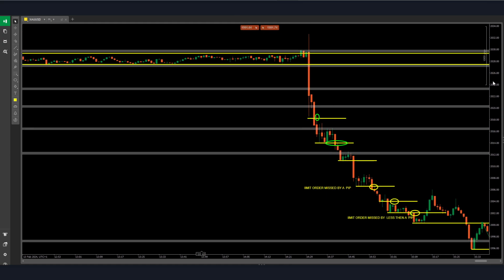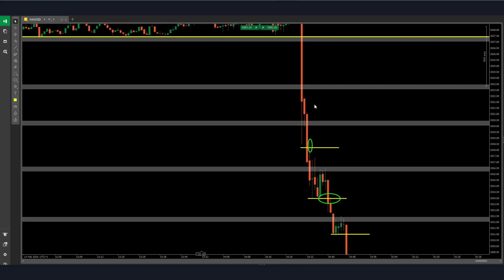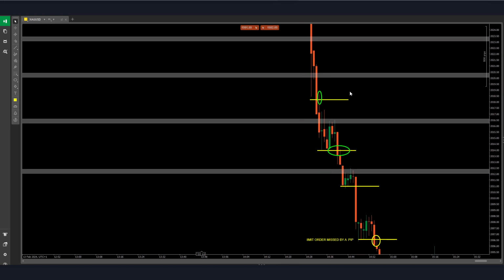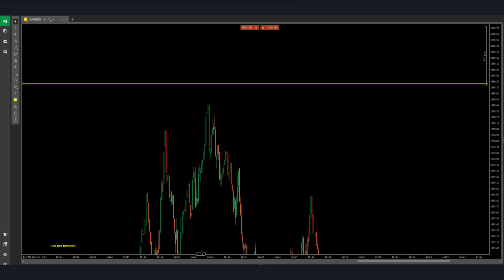So first of all, we have this entry over here. Same thing that I was saying on GBPUSD: a retest of this lower wick, especially if we look at it on the 20-tick chart.